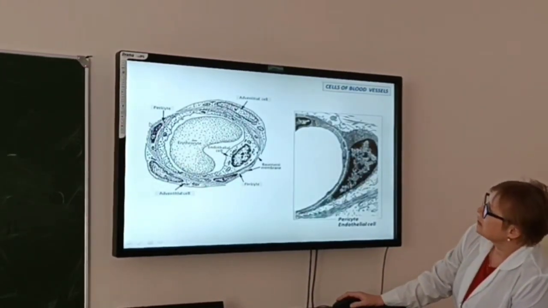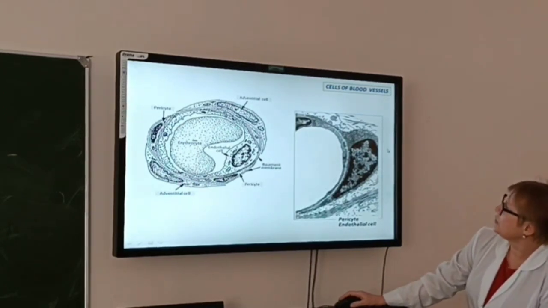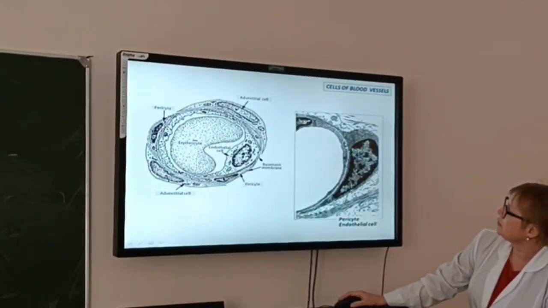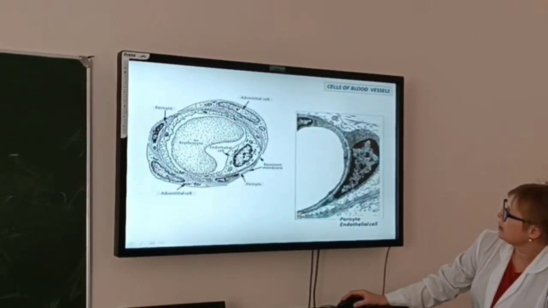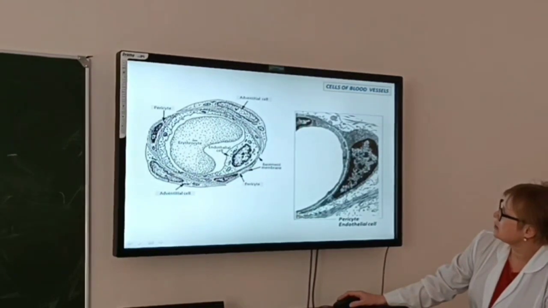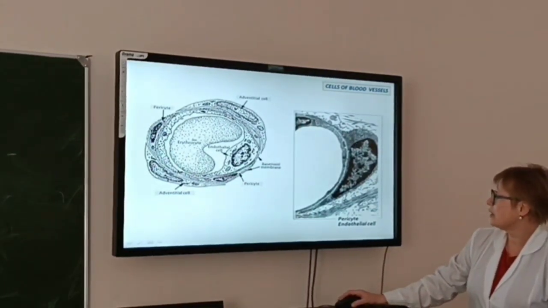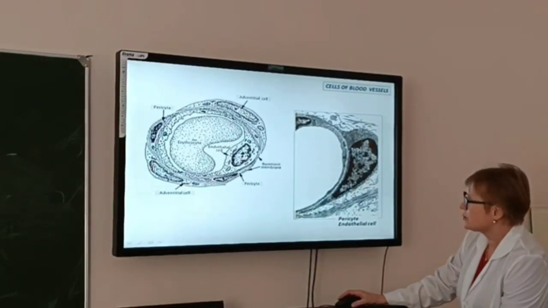Now, this is an electron micrograph of a capillary endothelial cell, with gray-colored basement membrane, and here we can see duplication of the basement membrane. So these pericytes are surrounded by basement membrane from both sides. This is collagen fibers.